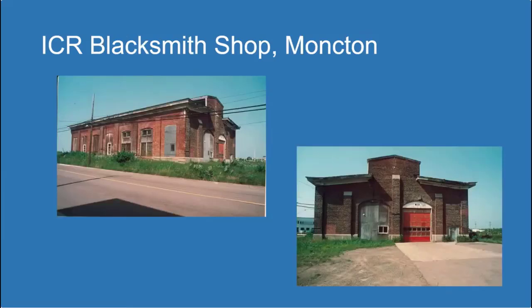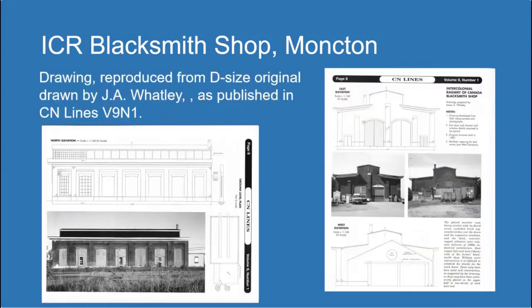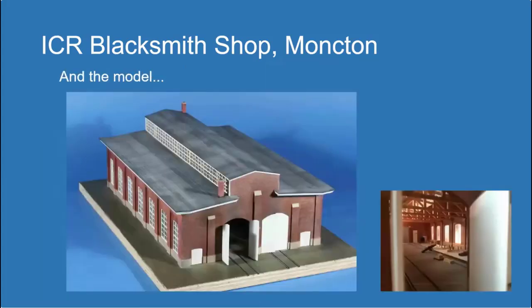A similar project, which was a little more involved, which I did a number of years ago, was to build a model of the Intercolonial Railway blacksmith shop in Moncton. This building actually still exists. Used to be owned by Canadian National Railways, and now it's privately owned. And I made a drawing using the same kind of methods I described earlier, and I was lucky enough to have it published in the CN Lines publication of the Canadian National Railway Historical Association. And this is the model I made. So I just want to show you that the methods work, and if you're patient and careful, you can produce a pretty accurate model.